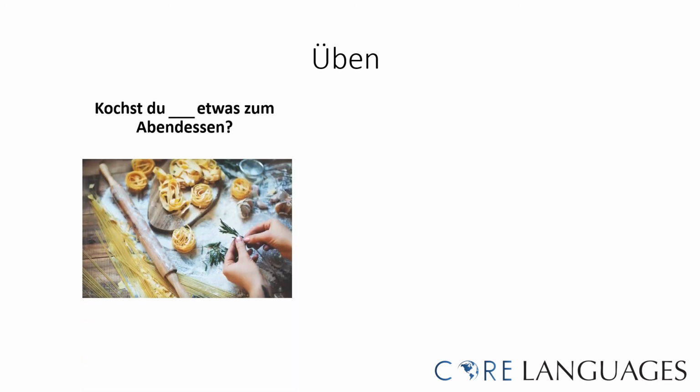Let's practice. Üben wir. Look at the following two pictures and sentences. Identify the subject and add the corresponding reflexive dative pronoun. Kochst du etwas zum Abendessen? The subject is du, and the dative reflexive pronoun for du ist dir. Kochst du dir etwas zum Abendessen? Are you cooking yourself something for dinner?